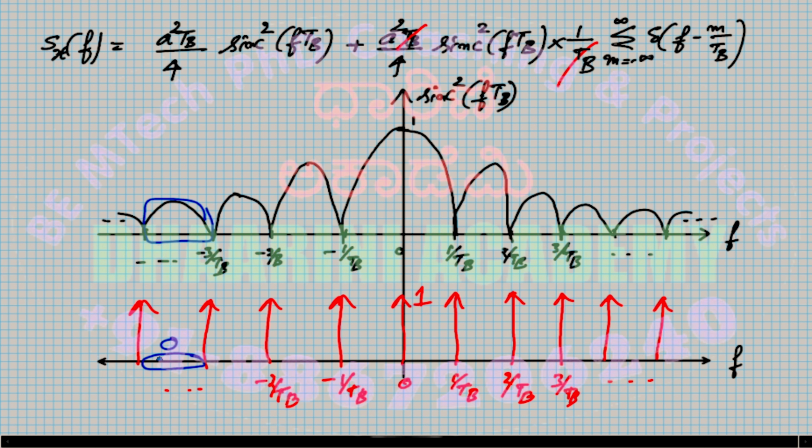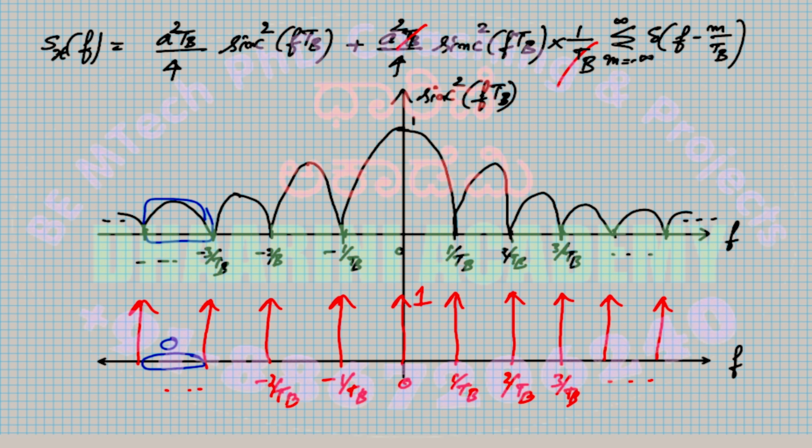You see, this is 0, right? I don't have a value. So 0 into anything is 0. Okay, fine. I don't have a signal answer coming in this blue colored marked region on the graph.